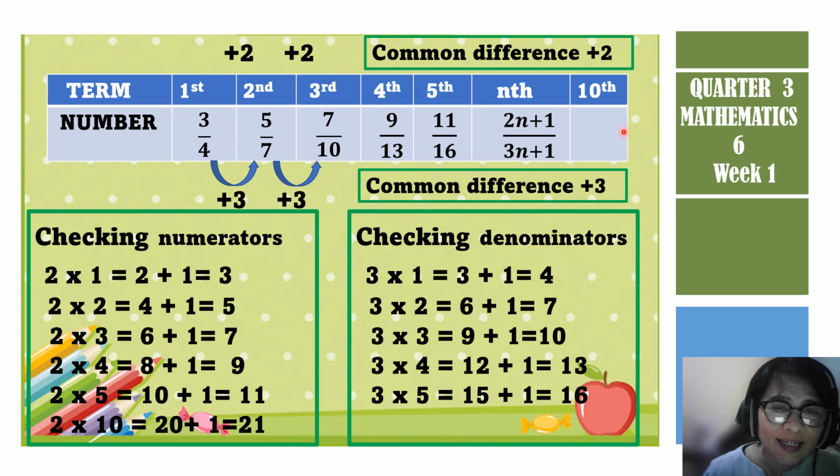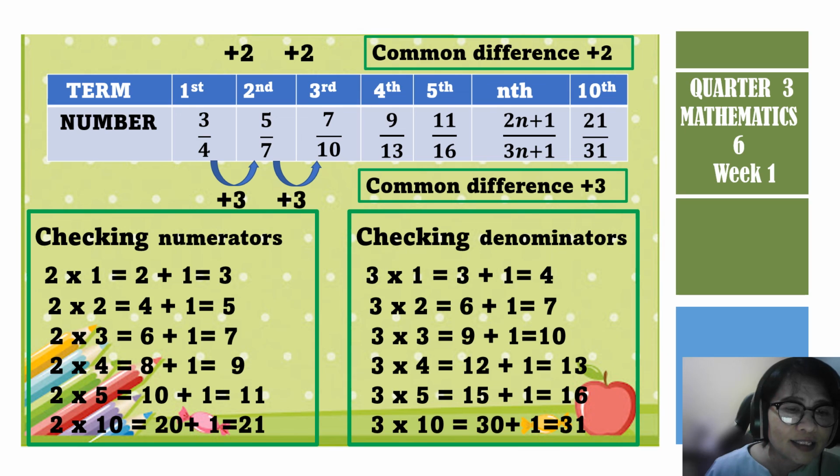So, pwede na nating hanapin ang pang-10th term na mabilisan gamit ang ating rule. So, ang pang-10th term natin ay using our rule 3n plus 1. 3 times 10 is 30 plus 1 is 31. Kaya ang tamang sagot dito sa pang-10th term ay 21 over 31. Diba kanina sabi ko ang numerator ay 21. Ayun, 21 ang numerator kanina. Tapos ang denominator ay 31. Kaya tama tayo. Ayun. Okay, madali lang, diba?